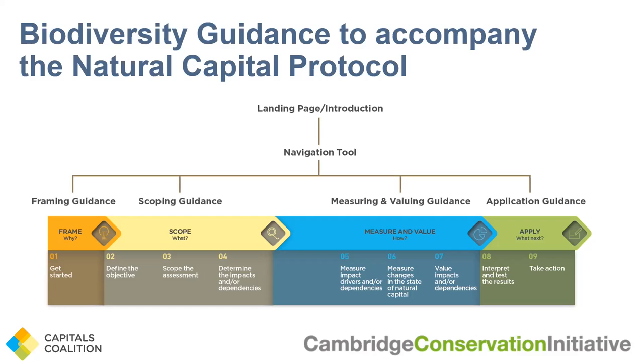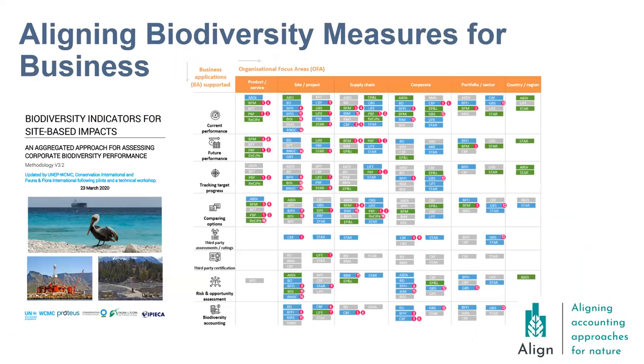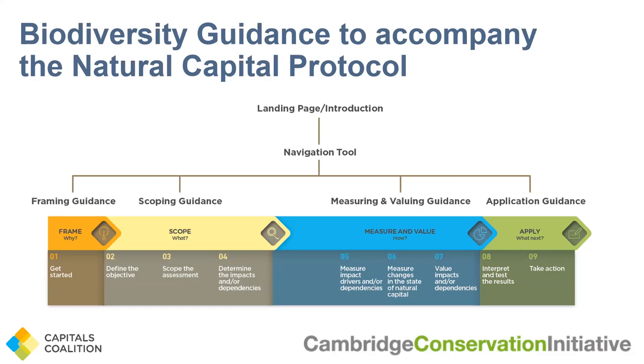So the guidelines from IUCN complement this biodiversity guidance in a number of ways. In terms of the scoping guidance, the guidelines provide further details on the scope of biodiversity impacts and dependencies and how to identify what is most important or material, and how to identify the vision, goals and objectives. The guidelines also complement in terms of the measure and value stage. It shows how to develop a framework of linked core indicators for aggregating to corporate level. And then in terms of the apply stage, the guidelines explain how to develop and implement a monitoring plan and collect data and do these periodic assessments.